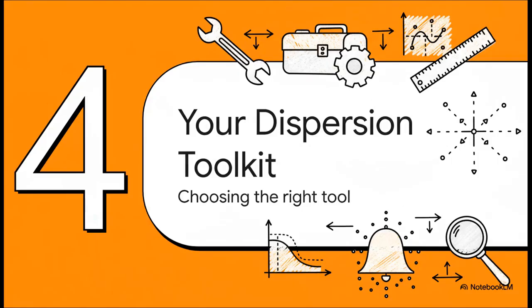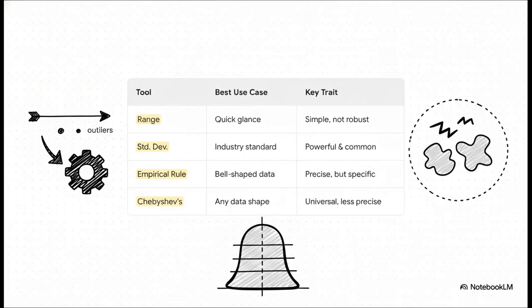So, over the last few minutes, we've built out a fantastic little toolkit for looking beyond the average and really understanding the spread, or dispersion, of our data. Let's do a quick recap of how to choose the right tool for the job. Okay, so here's your toolkit in a nutshell. Use the range when you need a quick and dirty glance, but always watch out for those outliers. For any serious analysis, standard deviation is your go-to powerhouse. If you're lucky enough to have nicely bell-shaped data, the empirical rule gives you incredible precision, and for literally any other data shape in the world, Chebyshev's gives you a universal guarantee that you can always trust.